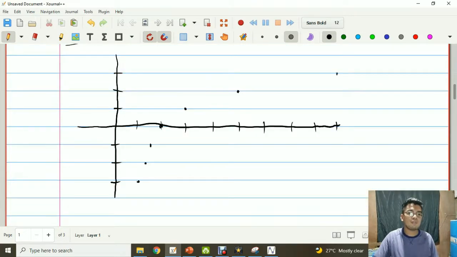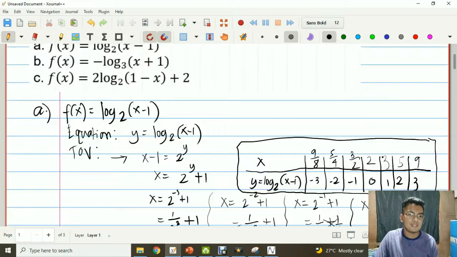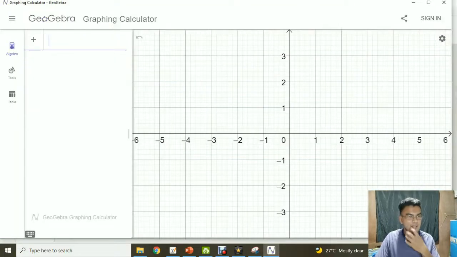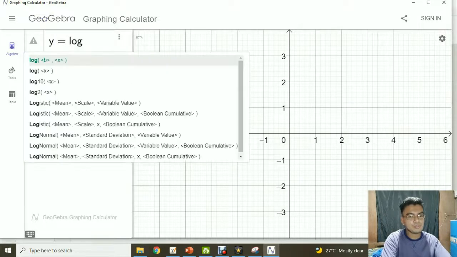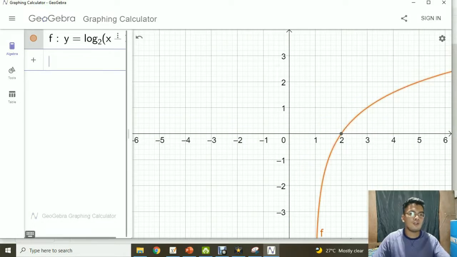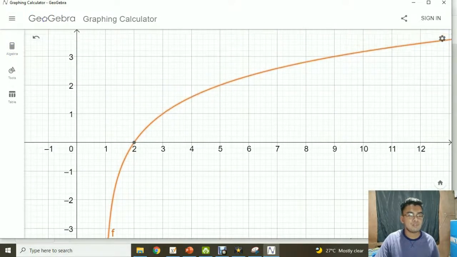So after plotting the points from our table of values, we can now connect the dots using a smooth curve. So again, sorry sa aking pag-sketch. It's difficult for me to connect the dots in terms of a smooth curve. So that is the appearance of our graph for the first item. F of x is equal to log base 2 of x minus 1. So kung titingnan natin yan sa ating graphing calculator, y is equal to log base 2 of x minus 1. Yan ho ang magiging appearance ng ating graph. Okay?